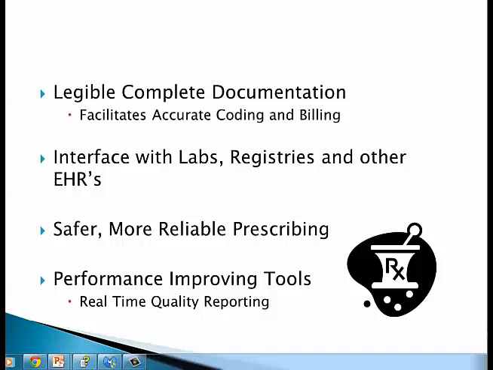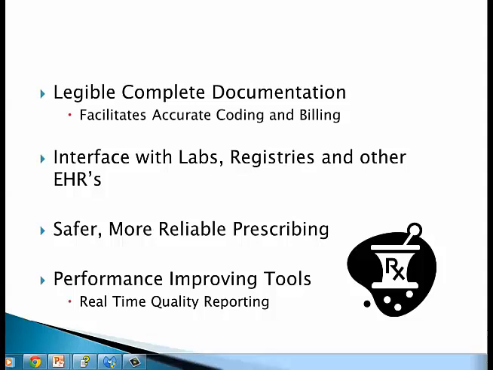Also, we have safer, more reliable prescribing. Remember the old days when a doctor would handwrite a prescription. It was illegible most of the time. It was hard for the pharmacies to read it. You could lose the paper. Now, most EMRs support electronic prescribing, where a prescription is entered into the EMR. They can be printed out, but more likely they're sent over electronically right to the pharmacy. So all you have to do is show up at the pharmacy and pick up your prescription.